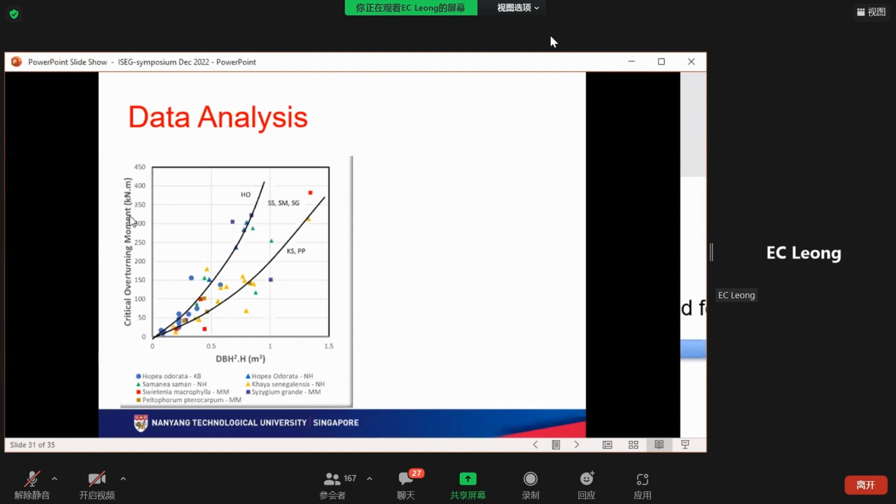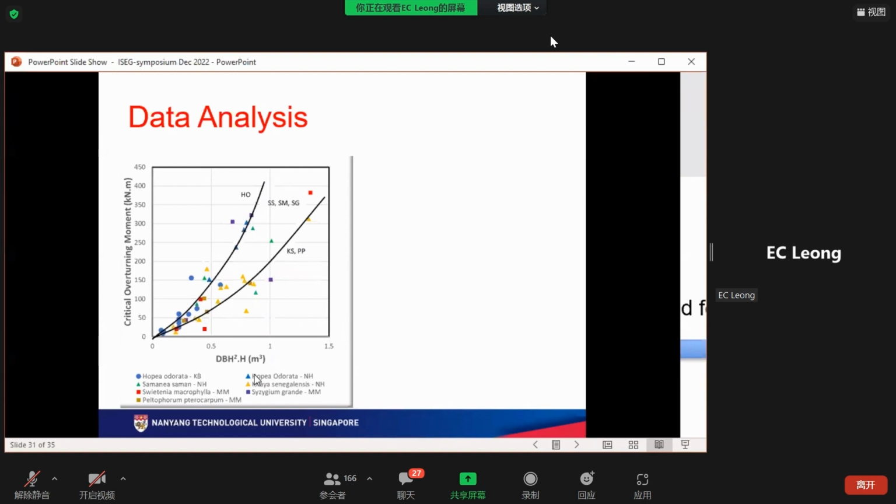We have found this relationship between the critical overturning moment with this DBH squared H, which is used heavily by the arborists who study trees. This DBH is the diameter of the trunk at about 1.3 meters height from the ground level. H is the height of the tree. So this roughly gives you the so-called weight of the tree. From here, we can see that there's some sort of relationship that we can use.